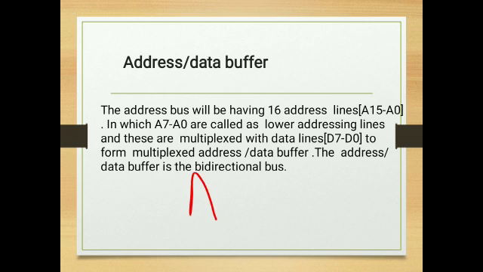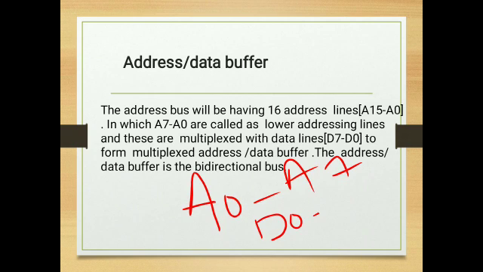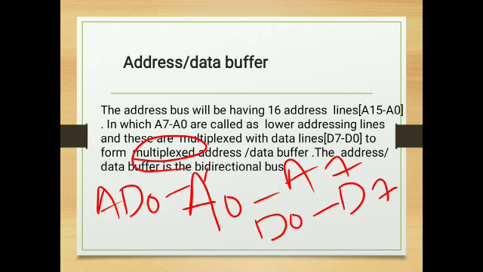Here the lower address bus is combined with the data bus, that is D0 to D7, and this technique is called multiplexing, that is AD0 to AD7.